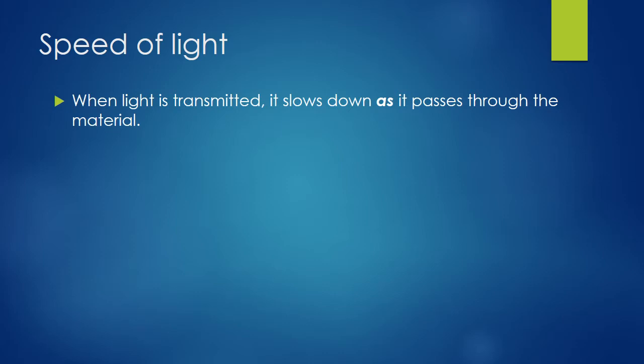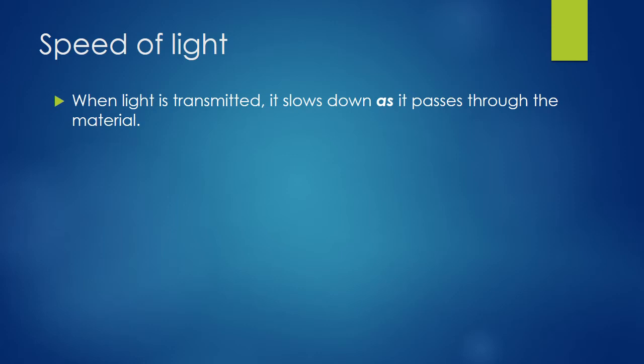When light is transmitted, remember we talked about how fast light has to travel, and it has to travel that specific speed. If it's not traveling that speed, eventually it would die out. If it goes faster, you are disobeying the law of conservation of energy. But they are traveling at 300,000 kilometers per second.